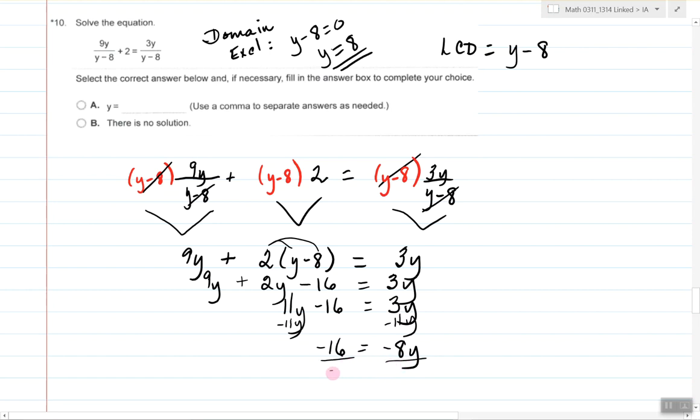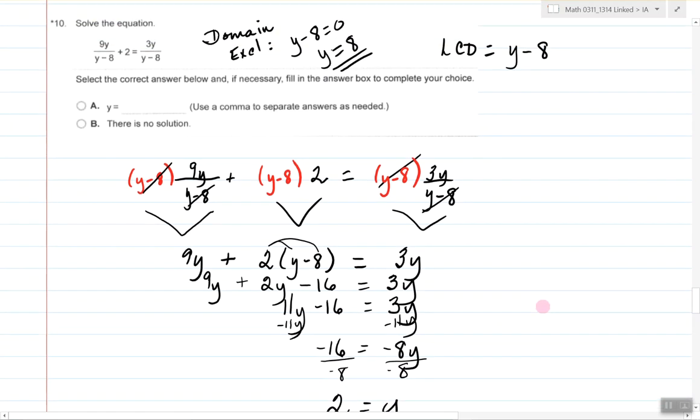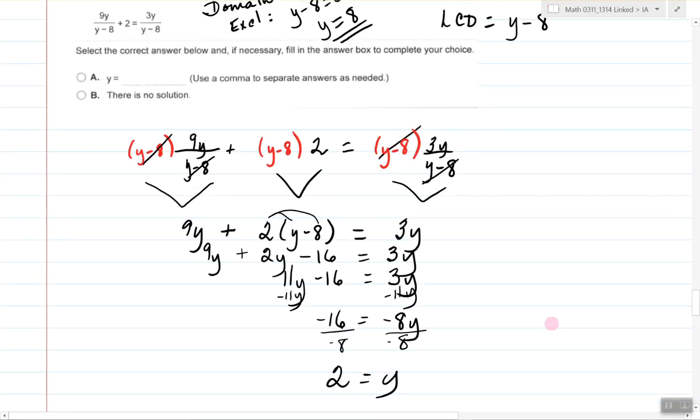Divide both sides by negative 8, and I get 2 is equal to y. And I want to pause because I think that's my answer. Does that violate the domain? No, the only exclusion was 8, and I got 2, so I'm okay.